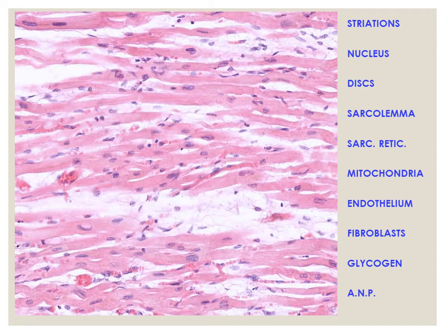So this is the diagram showing the striated appearance of the cardiac myocytes, the nucleus and the intercalated disc, and the basic components that are present within the cardiac myocyte: the sarcolemma, the mitochondria, the endothelium, the fibroblast, and the atrial natriuretic peptide.